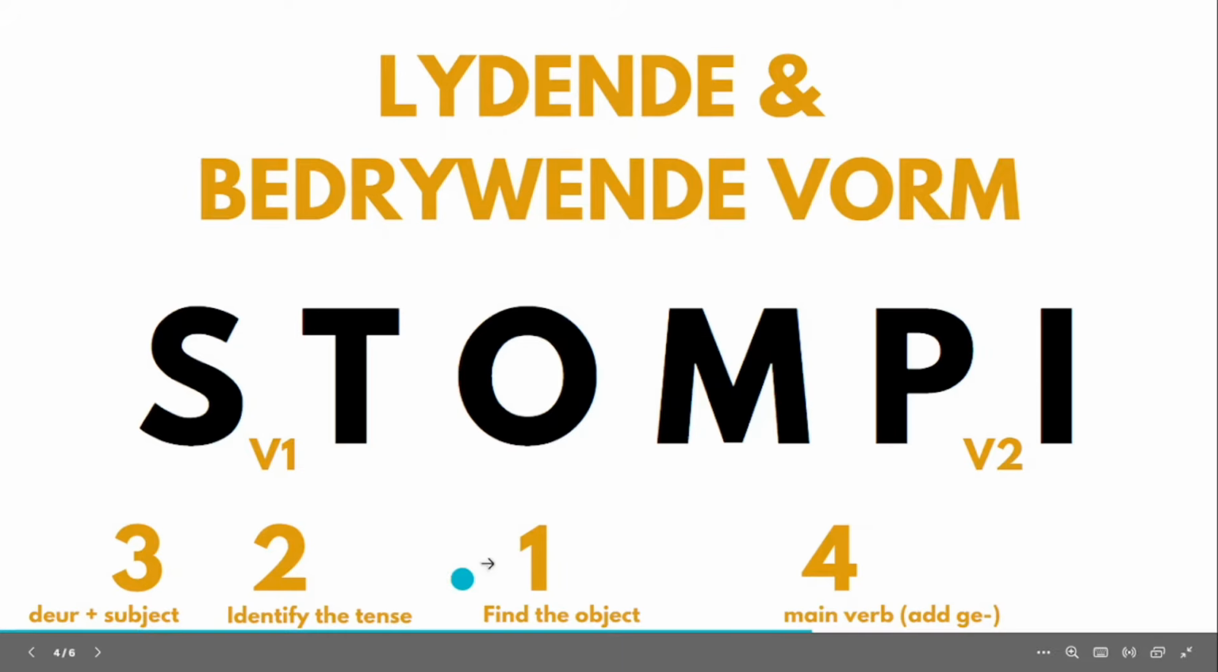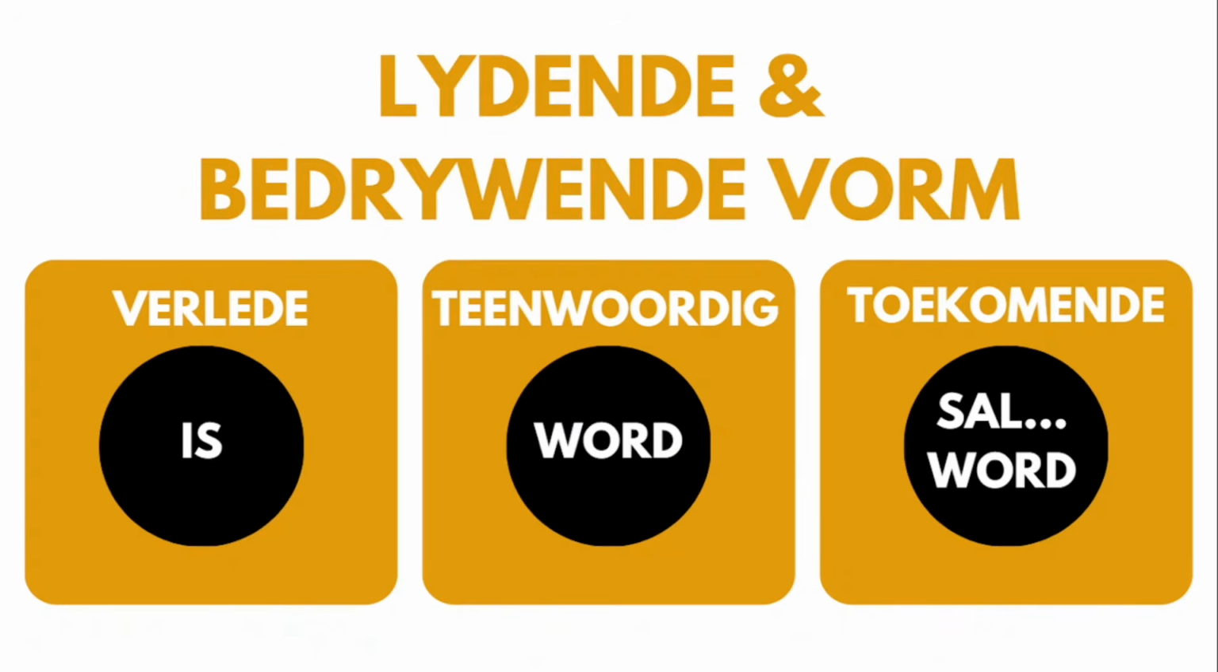Next, the steps that I showed you before, apart from you knowing Stompy, will follow this recipe. Number 1, find the object. Number 2, identify the tense. So find the verb and then identify the tense. Number 3, add deur plus the subject. And number 4, take the main verb to the end and put it in the past. I'm going to show you now.